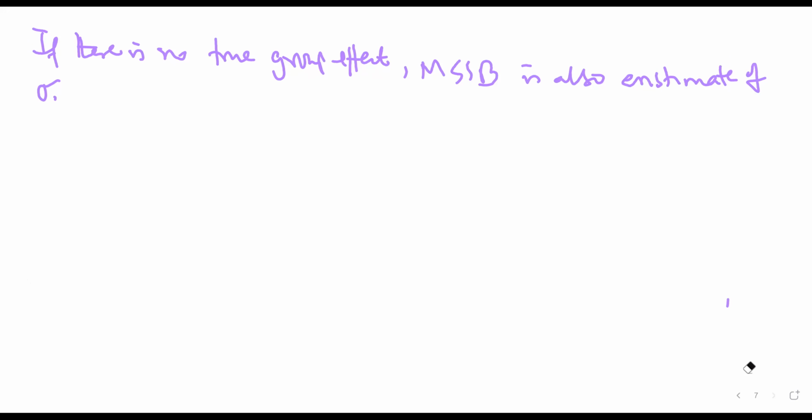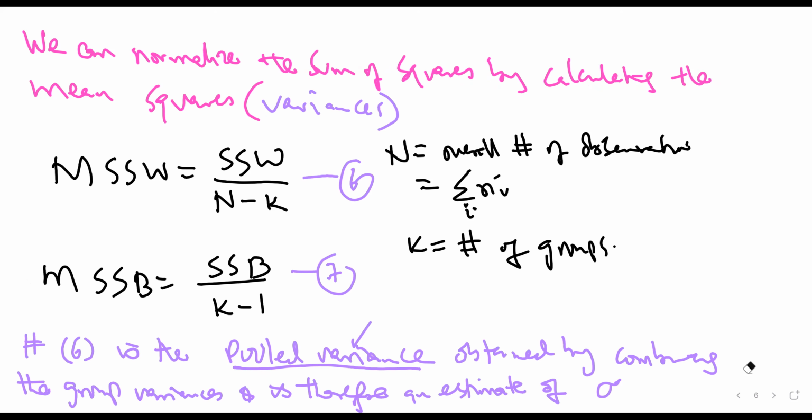If there's no group effect, then the ratio of these variances is equal to 1. If there's no group effect, if you take equation number 7 divided by equation number 6, you will get a 1 because the two items will be estimating sigma.